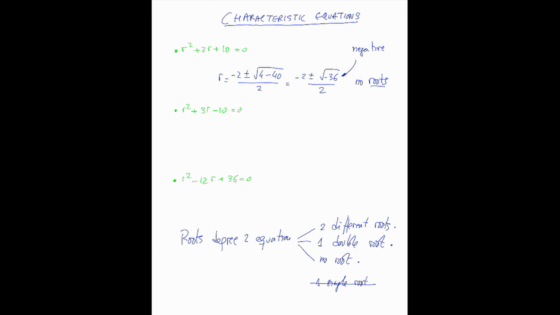The second one, we put r equals minus b plus minus the square root of b squared minus 4ac, divided by 2a. So that's minus 3 plus minus root of 49, which is 7, divided by 2. So we have minus 3 plus 7 over 2, which is 4 over 2, and minus 3 minus 7 over 2, minus 10 over 2, which is minus 5. So we have two different roots.